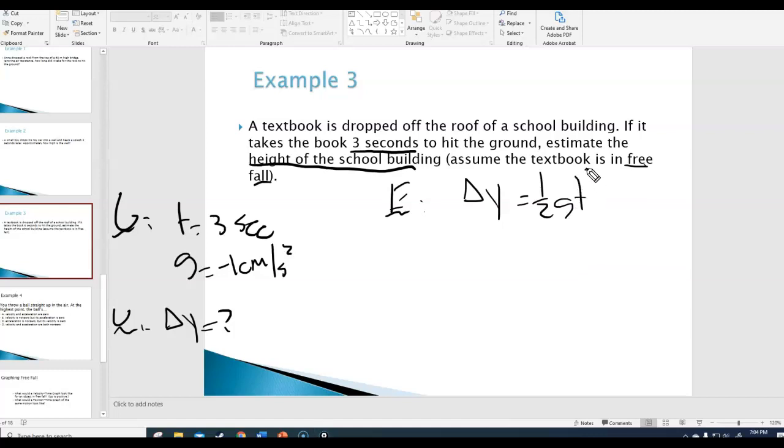So what I want you to do is see if you can answer example 3. Pause it here, see if you can get an answer to this question.